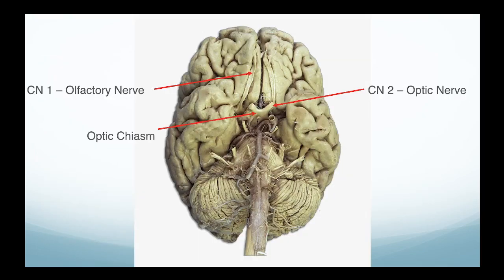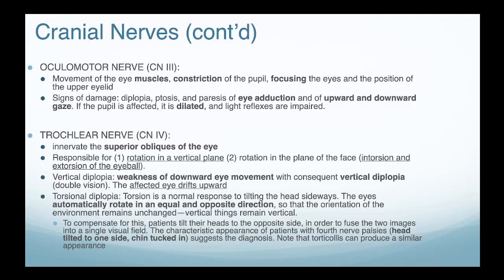So this is kind of what we will be seeing when we do our dissection. You're going to see the olfactory nerve, which is these nerve fibers extending from the frontal lobe. And then you're going to see the optic chiasm, which is where the optic nerve bifurcates. And here are some other nerves that you should be familiar with.